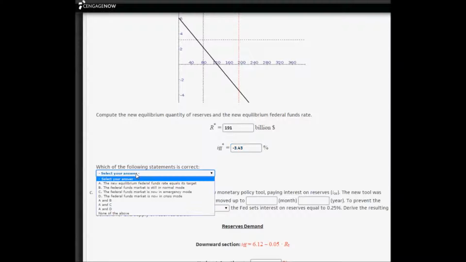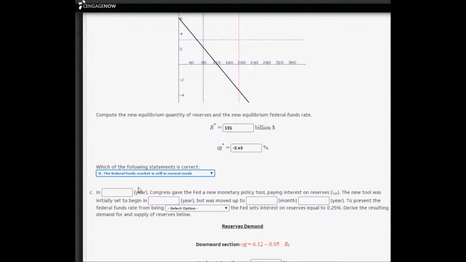Which of the following statements is correct? The new equilibrium federal funds rate equals its target. That is not true. The federal funds market is still in normal mode. That is true. The federal funds market is now in emergency mode. No. The federal funds market is now in crisis mode. So it looks like B is the only correct answer.